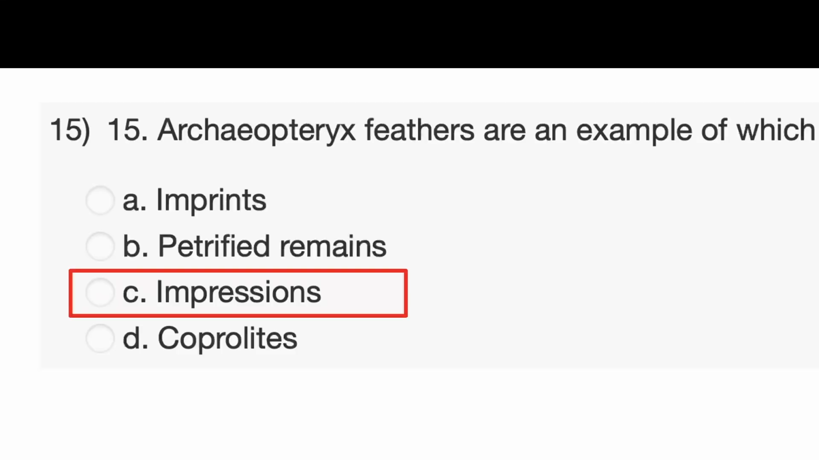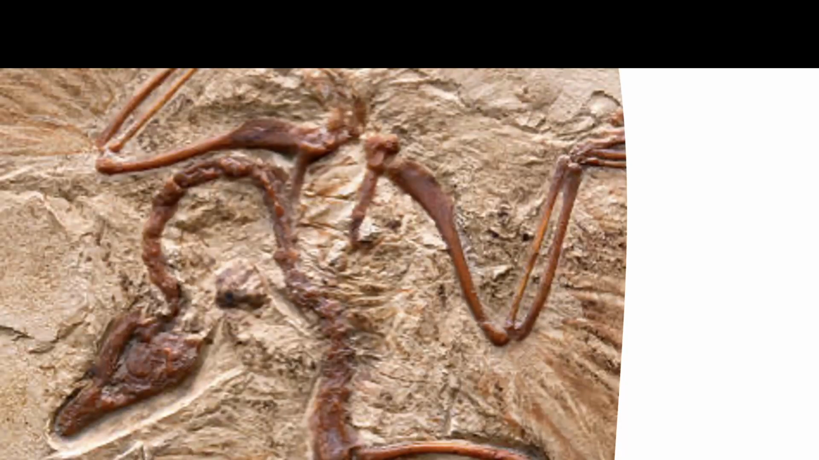So the correct answer is option C, impressions. This is the correct answer, guys. Archaeopteryx feathers are an example of impressions, which is a kind of fossilized remains. And what do I mean by that? So this is a fossil of an Archaeopteryx that we can see here. I've just picked it up from Google. So you can see beautiful feather impressions here. Those are not actual feathers, the feathers have degraded, but the feathers have pressed onto the soft rock while this animal was fossilized.